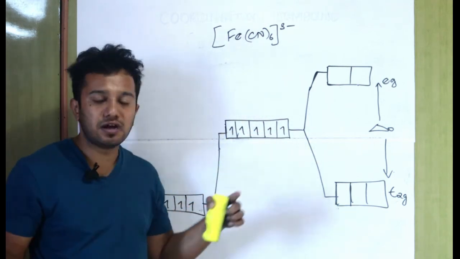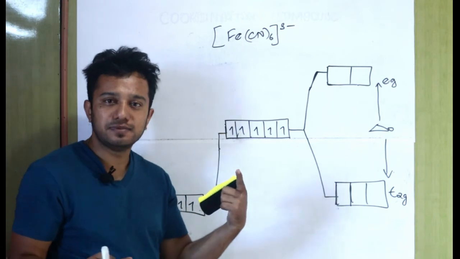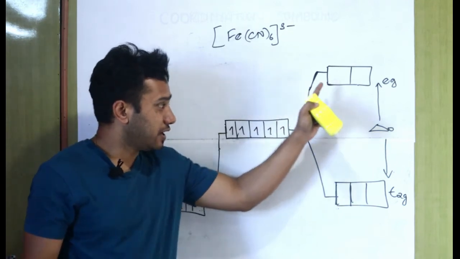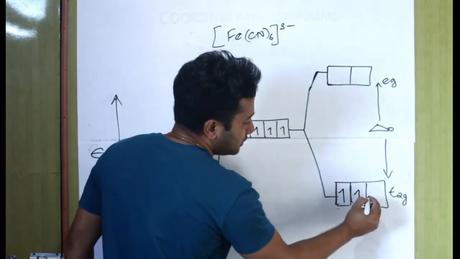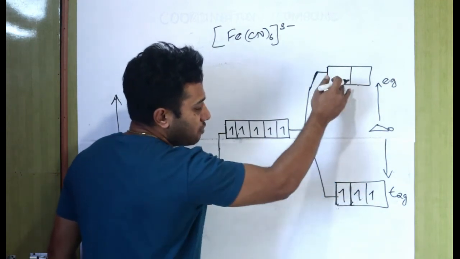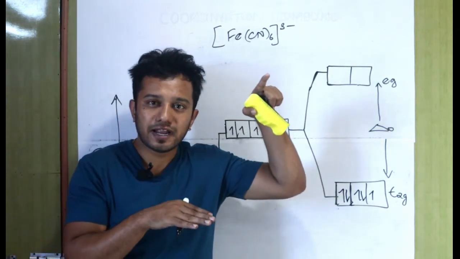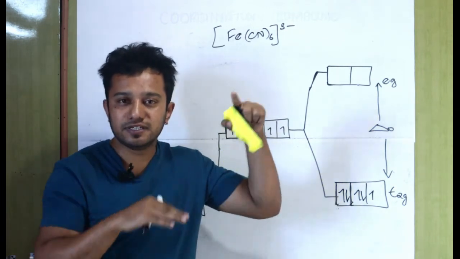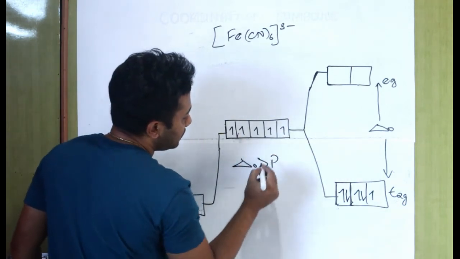This is when the ligands are close to the d orbitals, and when the ligands are very close to the d orbitals, they split into T2g and Eg. Since CN is a strong ligand, the energy gap will be larger. We have 5 electrons, so the first 3 electrons will enter here, and since the gap is too large, the remaining 2 electrons will not jump to the Eg orbitals, they will pair up in T2g only. If the energy gap is large, the electrons will pair in T2g. So delta naught is larger than P, the pairing energy.